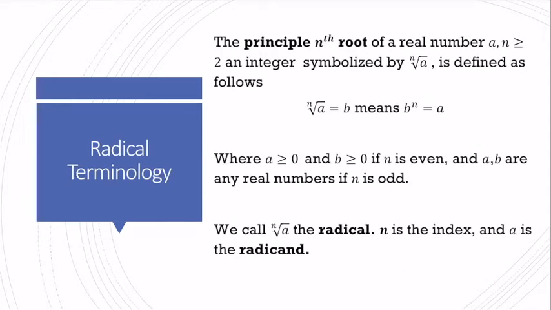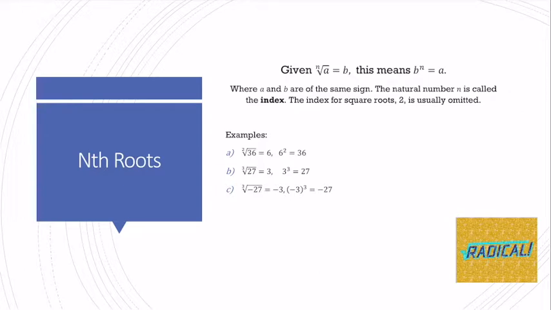The principal nth root of a real number a, as long as n is greater than or equal to 2, is typically symbolized by the nth root of a, okay? We call this the radical, where n is our index and a is the radicand. That's what we're taking the radical of. So if I take the nth root of a and get a whole number b, that means b to the n equals a. And here are a few examples.